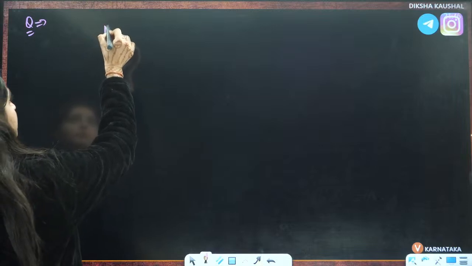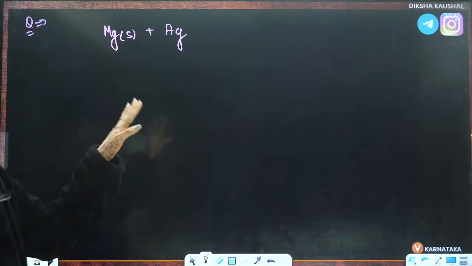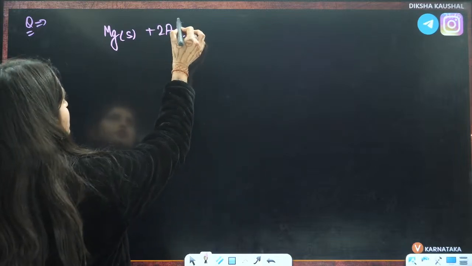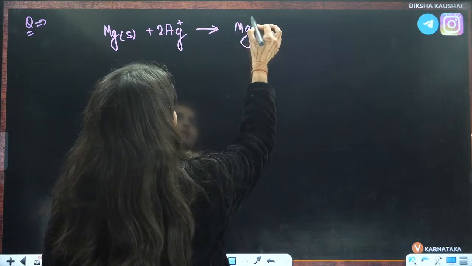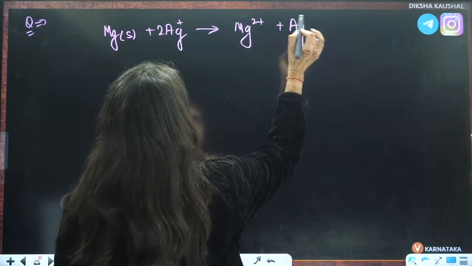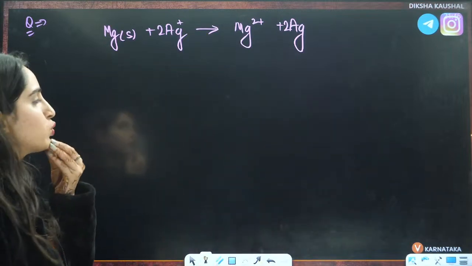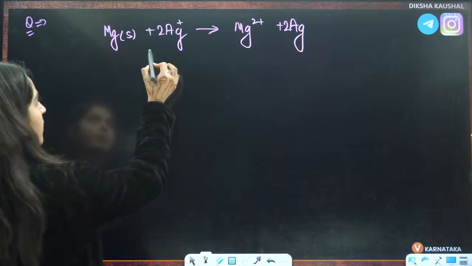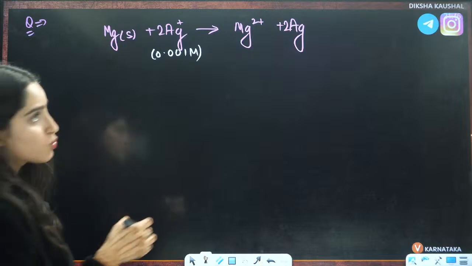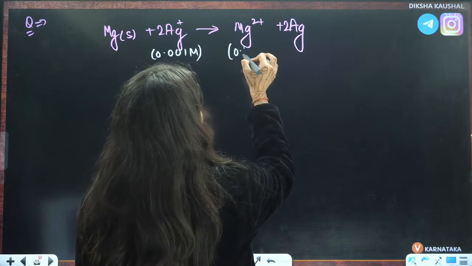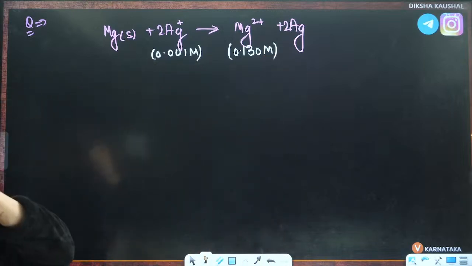So this is Mg. Just need to tell me a few things here, right? What is the value of N here? This is 2Ag positive giving rise to Mg2 positive plus Ag. Right, what is the value of N here? What is the value of QC here? 0.001, and this is 0.130. Right? Okay, guys, everybody.